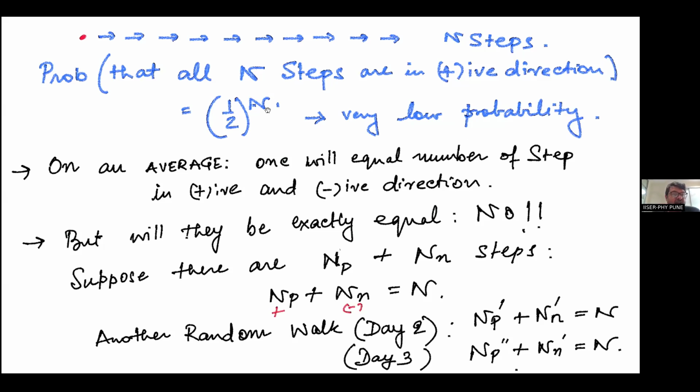Now, if n is large, you can calculate that this is a very small probability. For example, if he takes 4 steps and all 4 steps are to the right, the probability of that is half to the power 4, which is 1 by 16. And similarly, you can calculate how small this will be if n is, suppose, 100, right? So suppose there is one rare day where he does manage to take all n steps to the right, and he manages to reach home. Let's assume that his home is to the right.